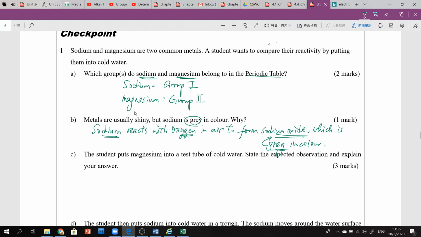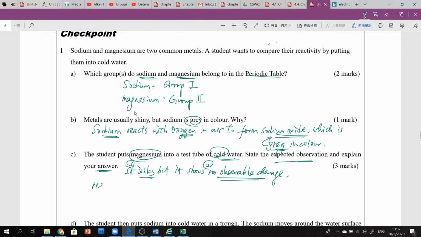The student puts magnesium in a test tube of cold water. State the expected observations and explain the answer. First of all, it sinks because it has a higher density than water, but it shows no observable change. So you are going to give me two reasons. Number 1: sinks. Number 2: no observable change. Reason for number 1: magnesium has a higher density than water, so it sinks.